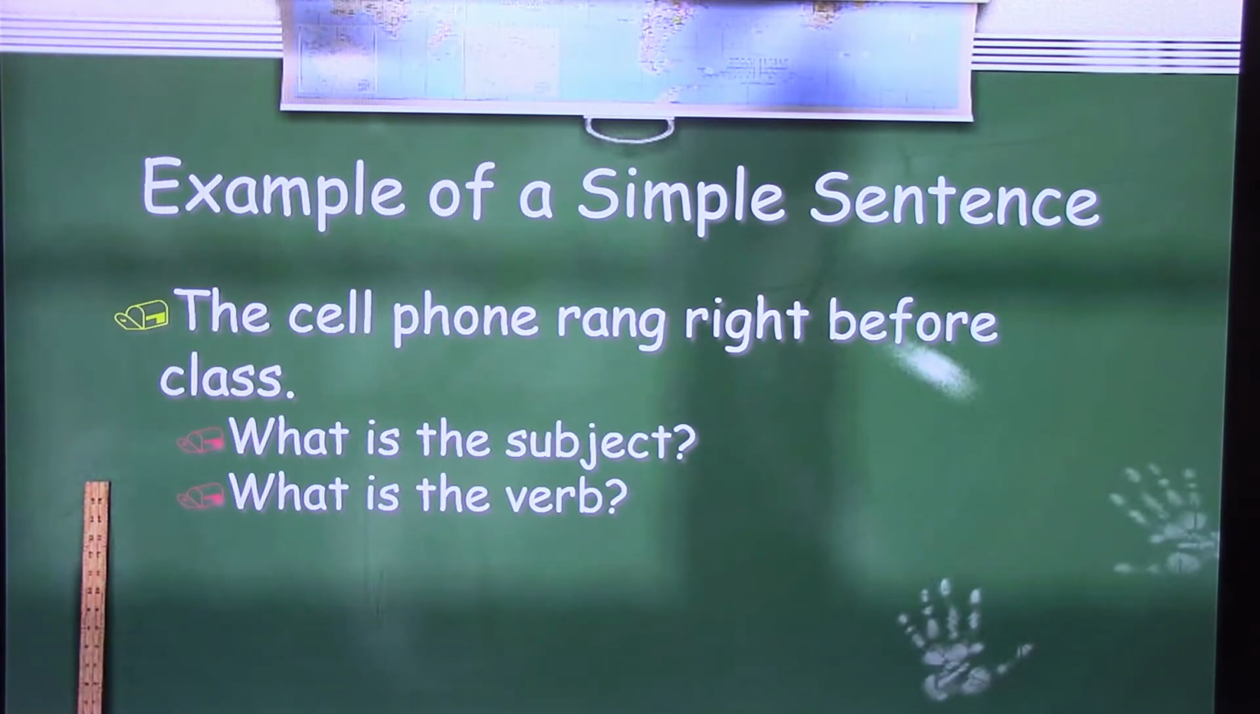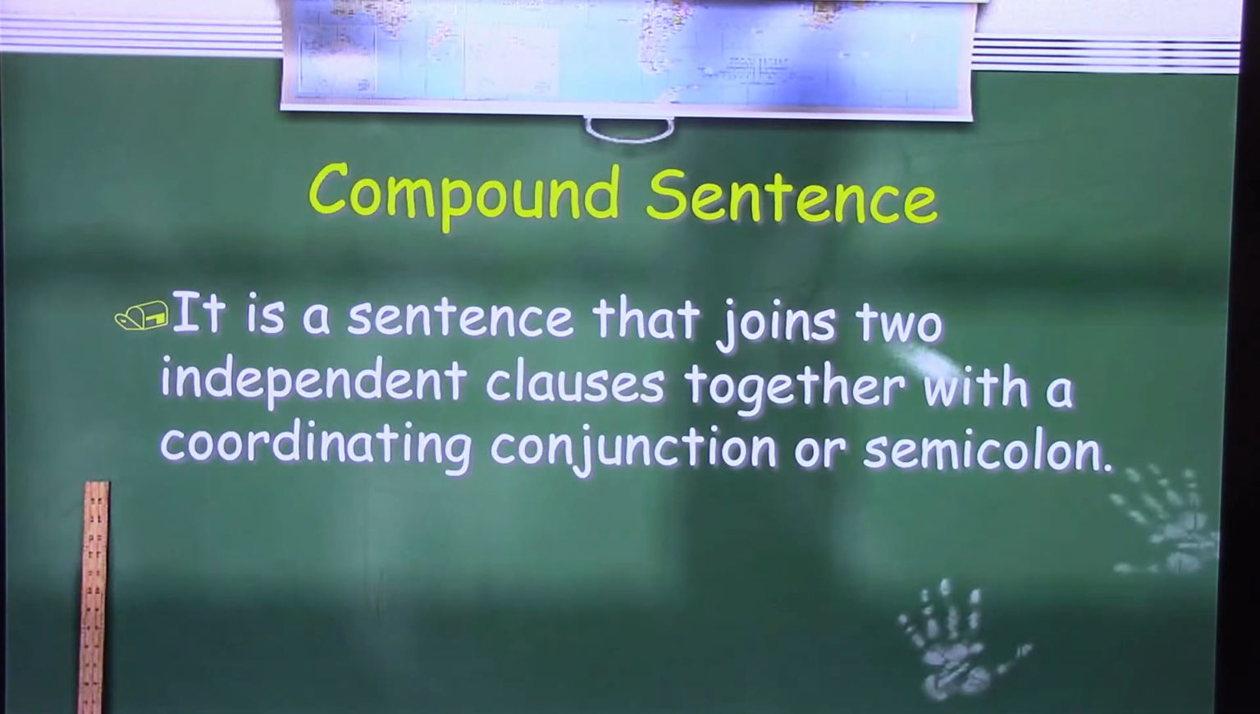Now let us get to another type of sentence, a compound sentence. I want us to be able to differentiate between the two so that we can know what is a simple sentence and what is a compound sentence. A compound sentence is a sentence that joins two independent clauses together with a coordinating conjunction or semicolon. Now look, a compound sentence is having two independent clauses. A simple sentence is having one independent clause, but a compound sentence is having two independent clauses.